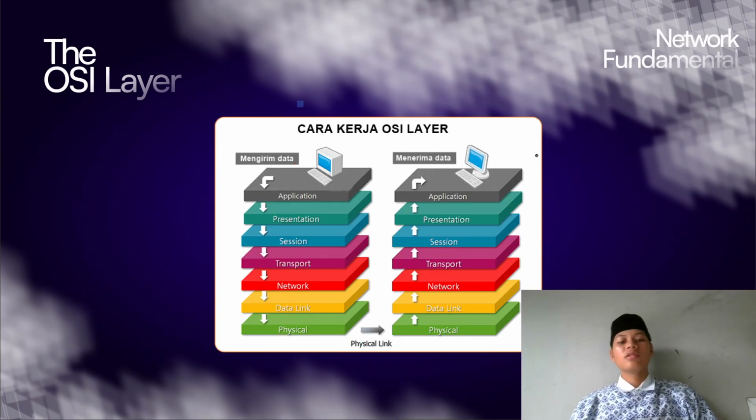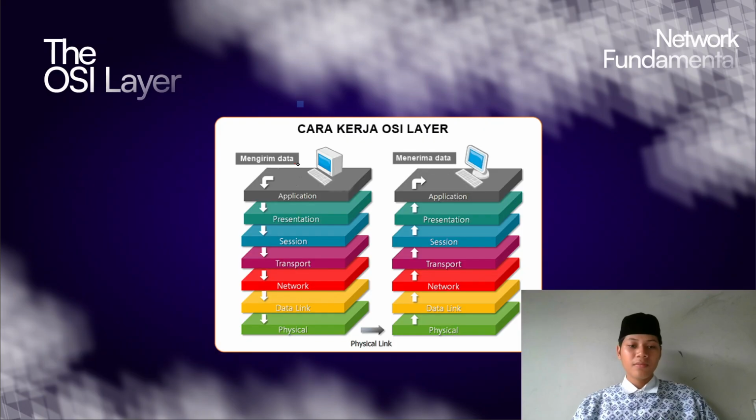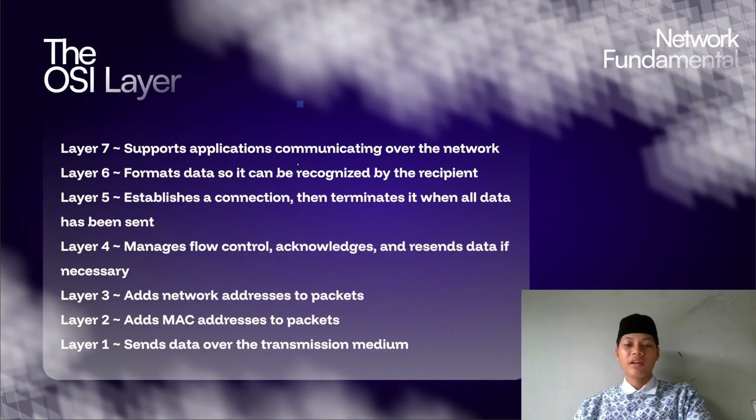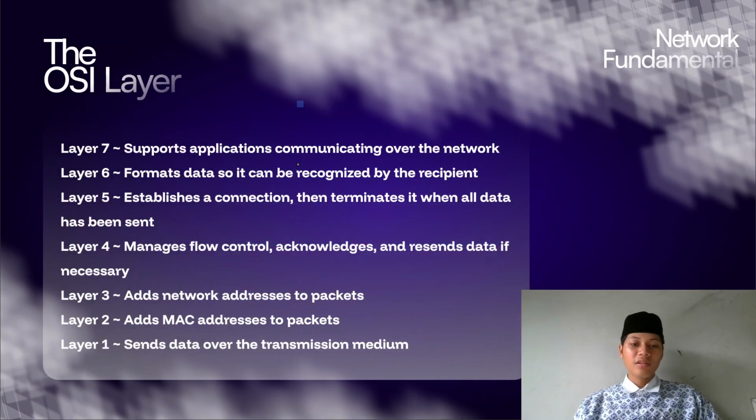So basically there are seven layers. The first layer is application, then presentation, session, transport, network, data link, and physical. So here is the procedure. Layer 7 supports applications communicating over the network. Layer 6 is presentation. It formats data so it can be recognized by the recipient. And layer 5, or session, establishes a connection and terminates it when all data has been sent.